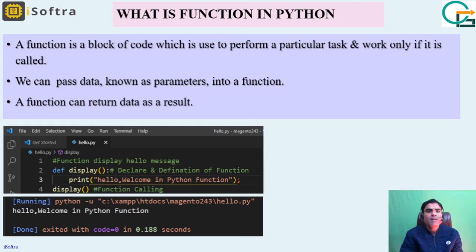First of all, we will understand what a function in Python is. A function is a block of code which is used to perform a particular task, and it works only if it is called. Functions don't show any output until they are called, so we must call the function. We can pass data, known as parameters, into a function. We will discuss parameters also. A function can return data as a result.